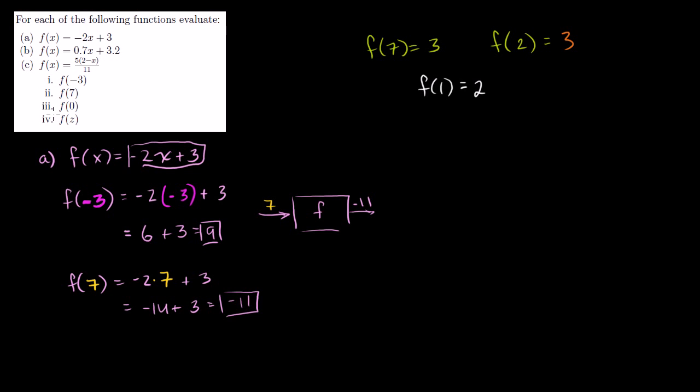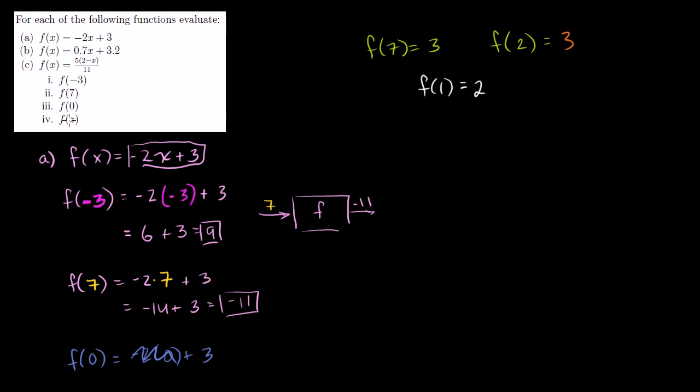Now, we're at f of 0. Here, I'll just do it in one color. I think you're getting the idea. f of 0, wherever we see an x, we put a 0. So negative 2 times 0 plus 3. Well, that's just going to be a 0 plus 3. So f of 0 is 3.